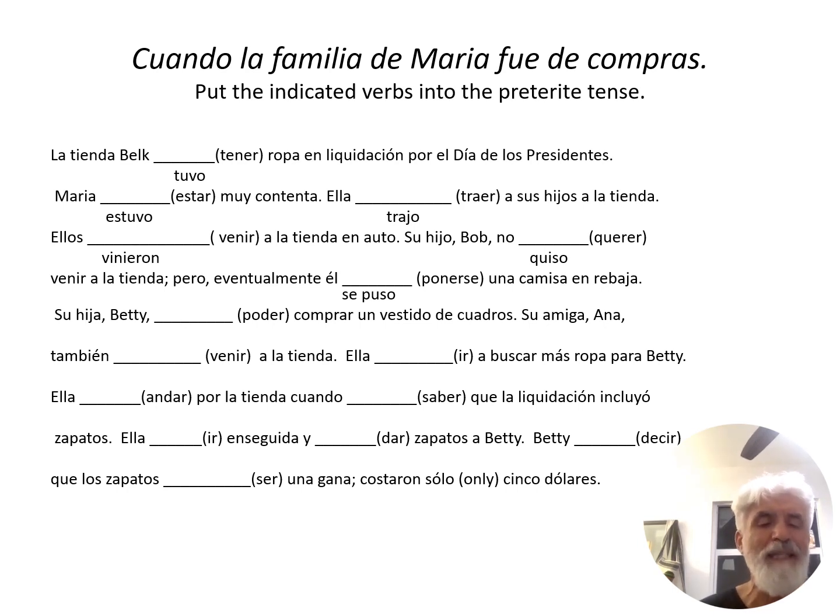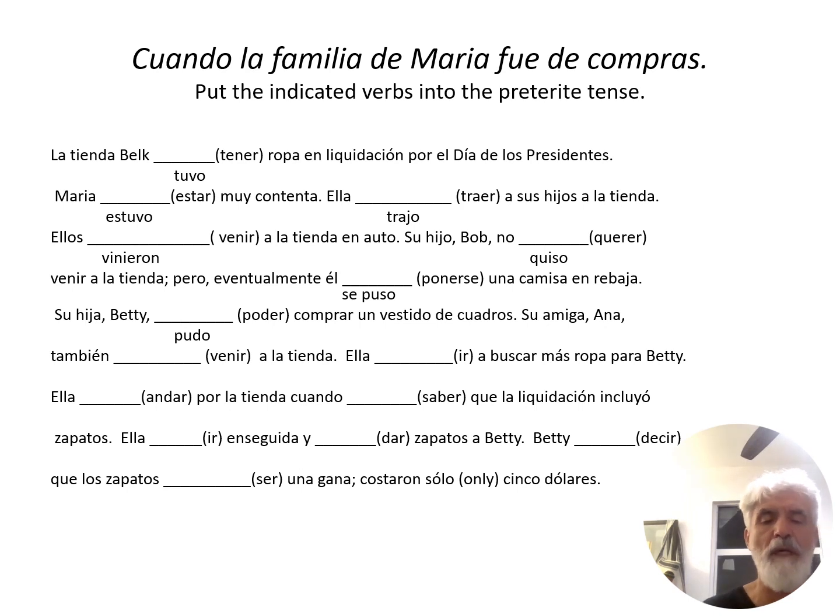All right. Su hija Betty poder comprar un vestido. So we want to say what? His daughter Betty poder, could, comprar, buy, un vestido, could buy a dress. So we've got the verb poder. What is the preterite stem? Again, we have to memorize this. It's a U stem verb. It's going to be pud. And what ending goes with Betty? Ella, it will be an O. Ella pudo comprar un vestido. She could buy a dress.